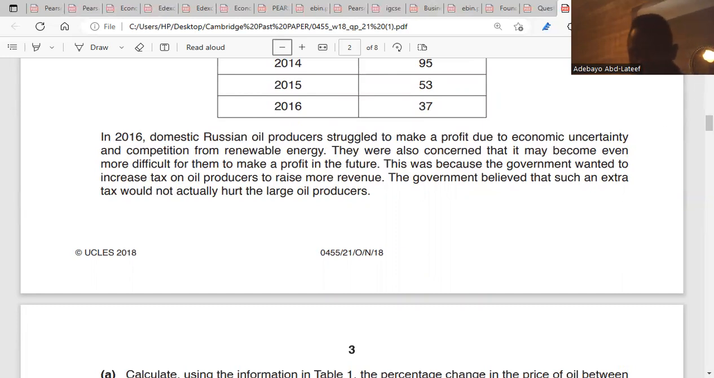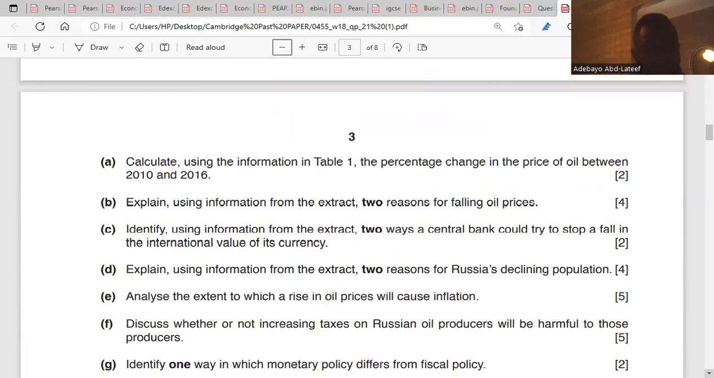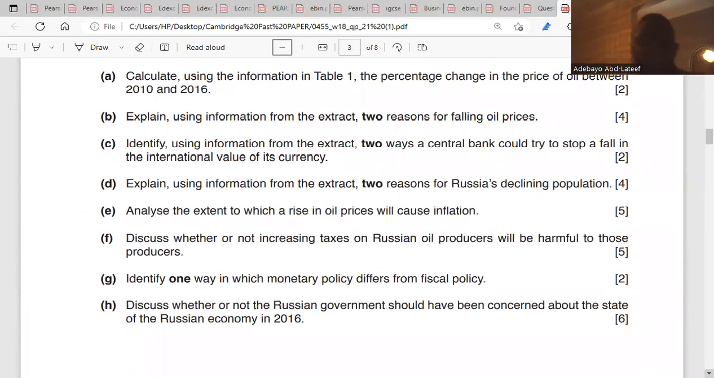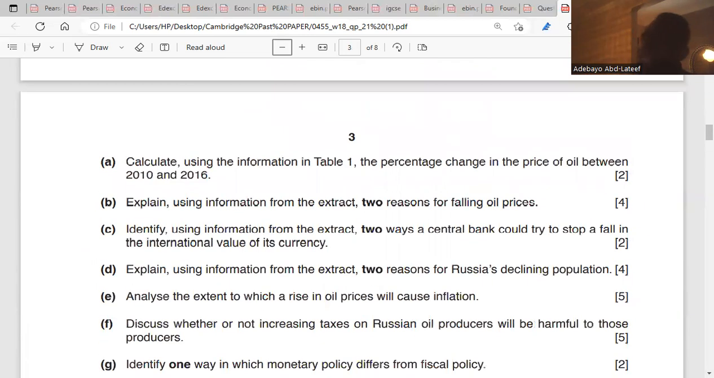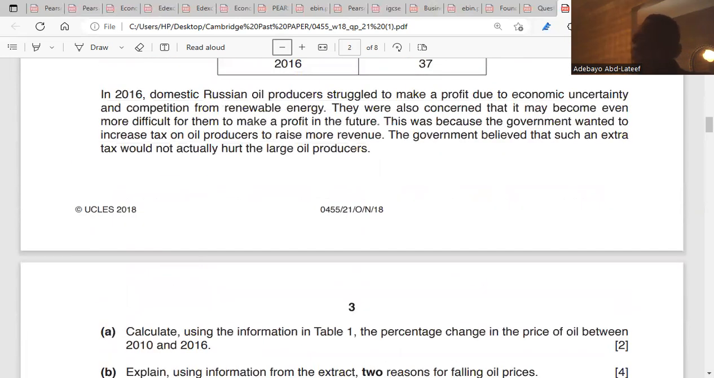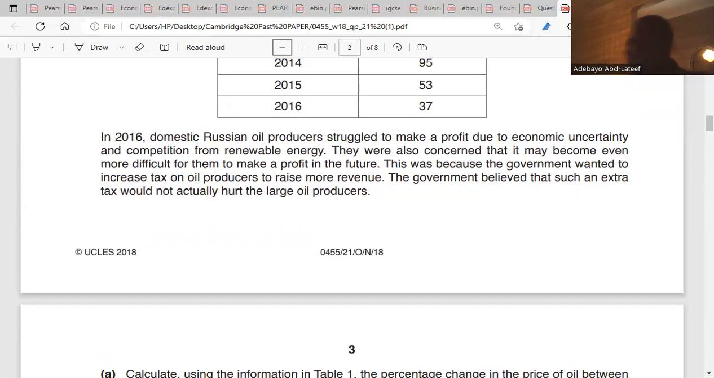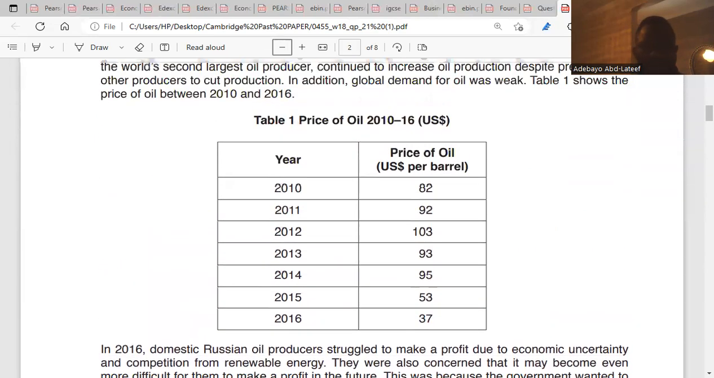So go to C. They said, identify using the information from the extracts 2 ways the central bank could try to stop a fall in the international value of its currency. A fall in the international value of the currency means that the currency of the country is depreciating or being devalued. So here we look at the central bank.